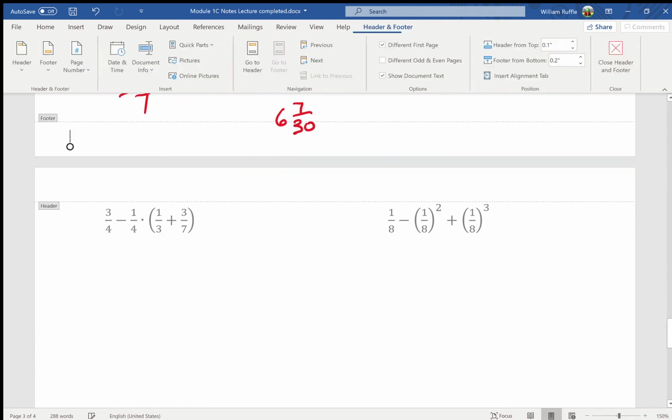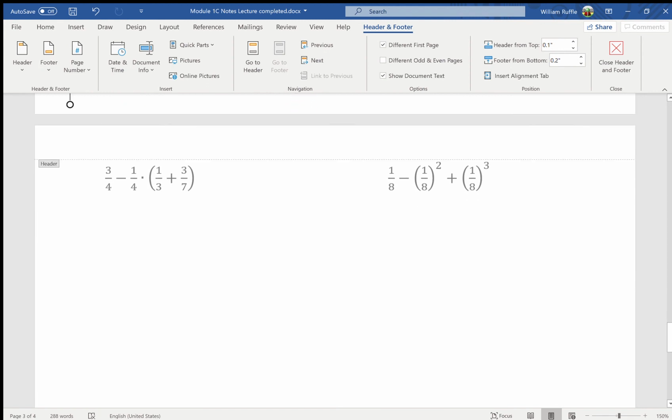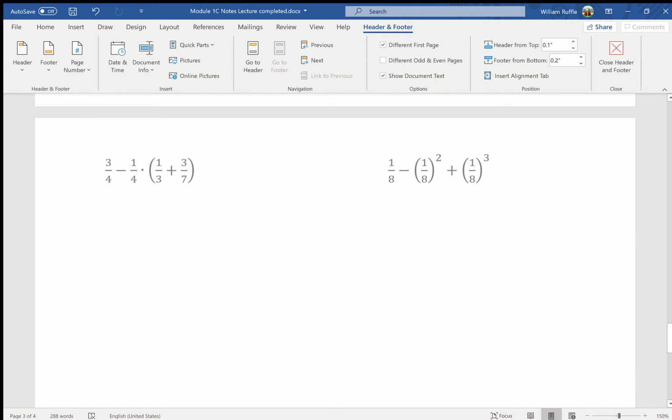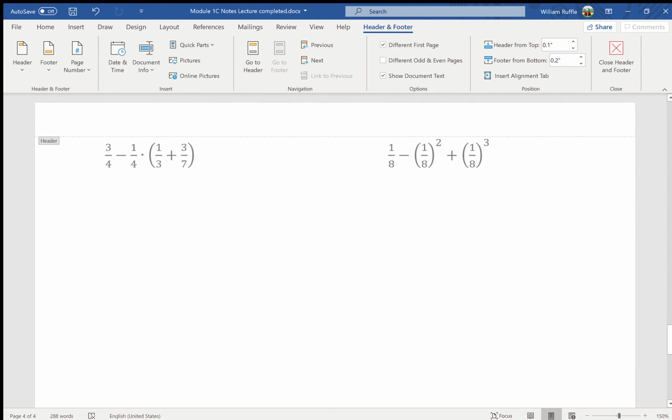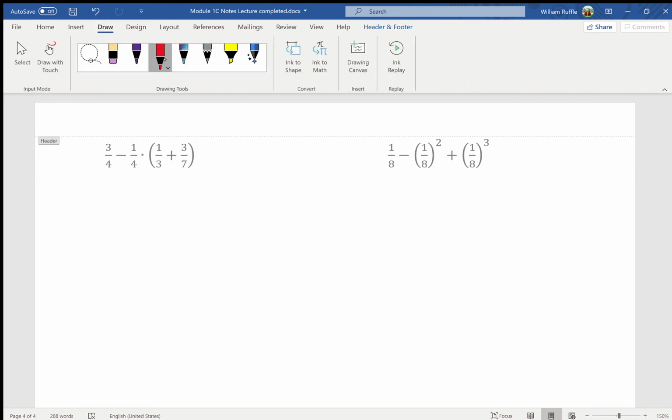And so we have just a couple more questions here. These next two get a little long, but they're not too bad. Here, we have parentheses, so I have to do my parentheses first. I want to do 1/3.